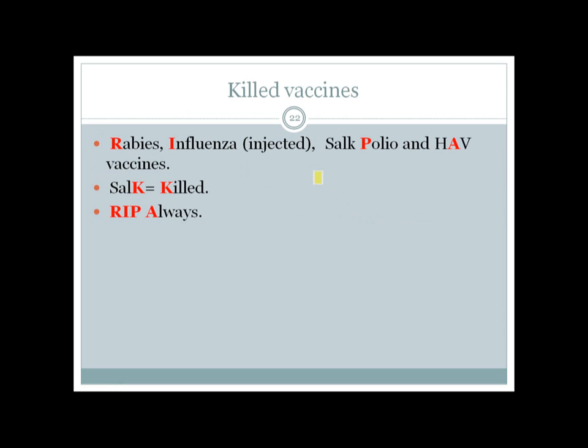You can remember killed vaccines by this mnemonic: rest in peace always. So RIP always. R for rabies, I for influenza, P for Salk polio, and A for hepatitis A virus. The Salk is killed. So the Salk polio vaccine, which is an injectable vaccine, is a killed vaccine.